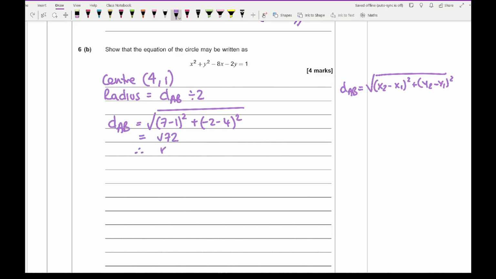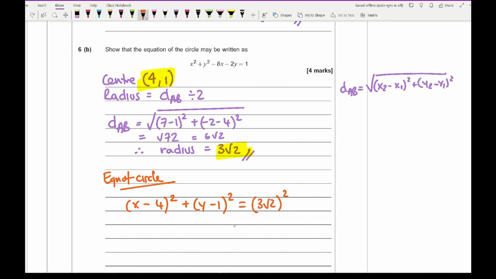So therefore the radius is going to be 3 root 2. Now obviously root 72 is 6 root 2, so the radius is going to be half, so there's my radius. So then using the centre as 4, 1 and the radius of 3 root 2, I can work out the equation of the circle, which is going to be (x minus 4) squared plus (y minus 1) squared equals 3 root 2, all squared.